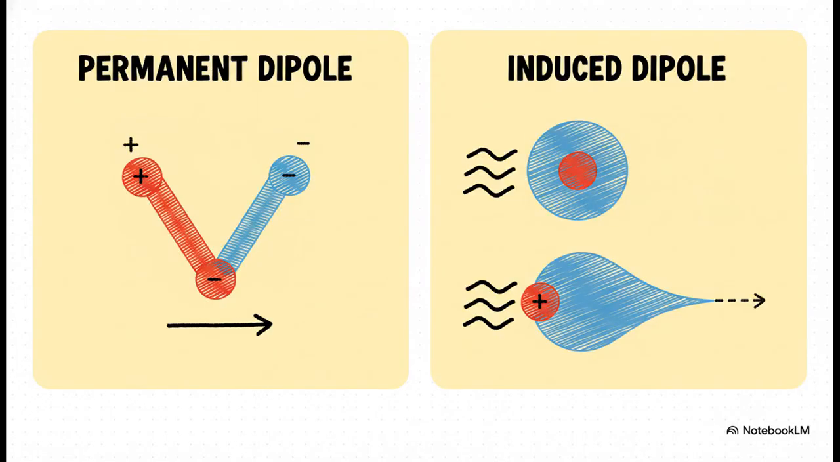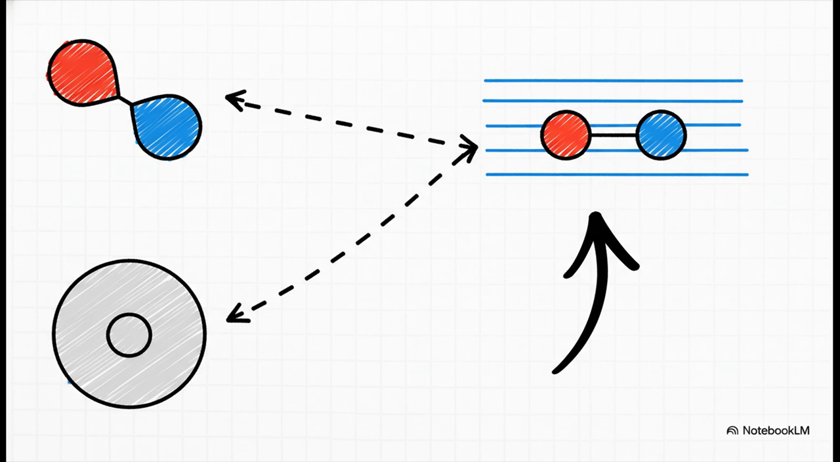So let's just break it down. We've got two types now. On one hand, you have the permanent dipole, like a water molecule, which is just naturally lopsided. It's born that way. And on the other hand, you've got an induced dipole, which is created on the spot only when you expose a neutral atom to an external field. But here's the beautiful, unifying part. It really doesn't matter if the dipole was permanent or induced. The final result is exactly the same. In the end, the dipole is going to twist and align itself parallel to that external electric field. That's the end game for both of them.